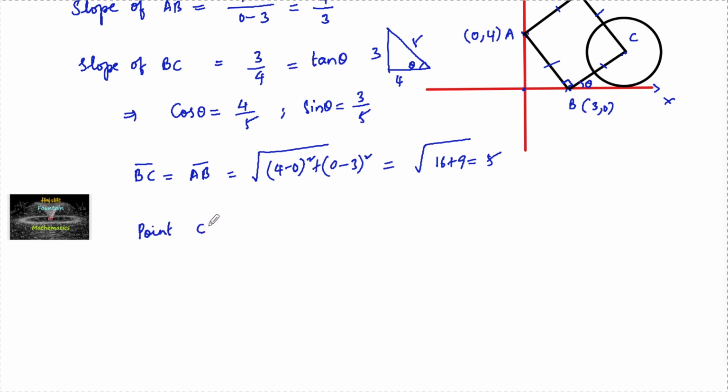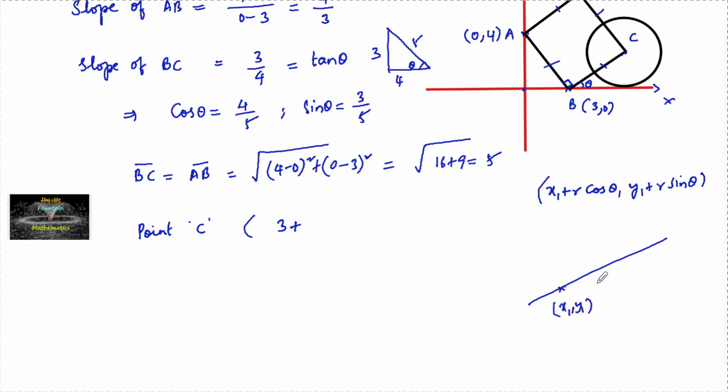Point C can be taken as, we know the formula, (x1 plus r cos theta, y1 plus r sin theta) from a point (x1, y1) at a distance of r units. So we will find two points, on both sides: x1 plus r cos theta, y1 plus r sin theta, and in the negative direction x1 minus r cos theta and y1 minus r sin theta.